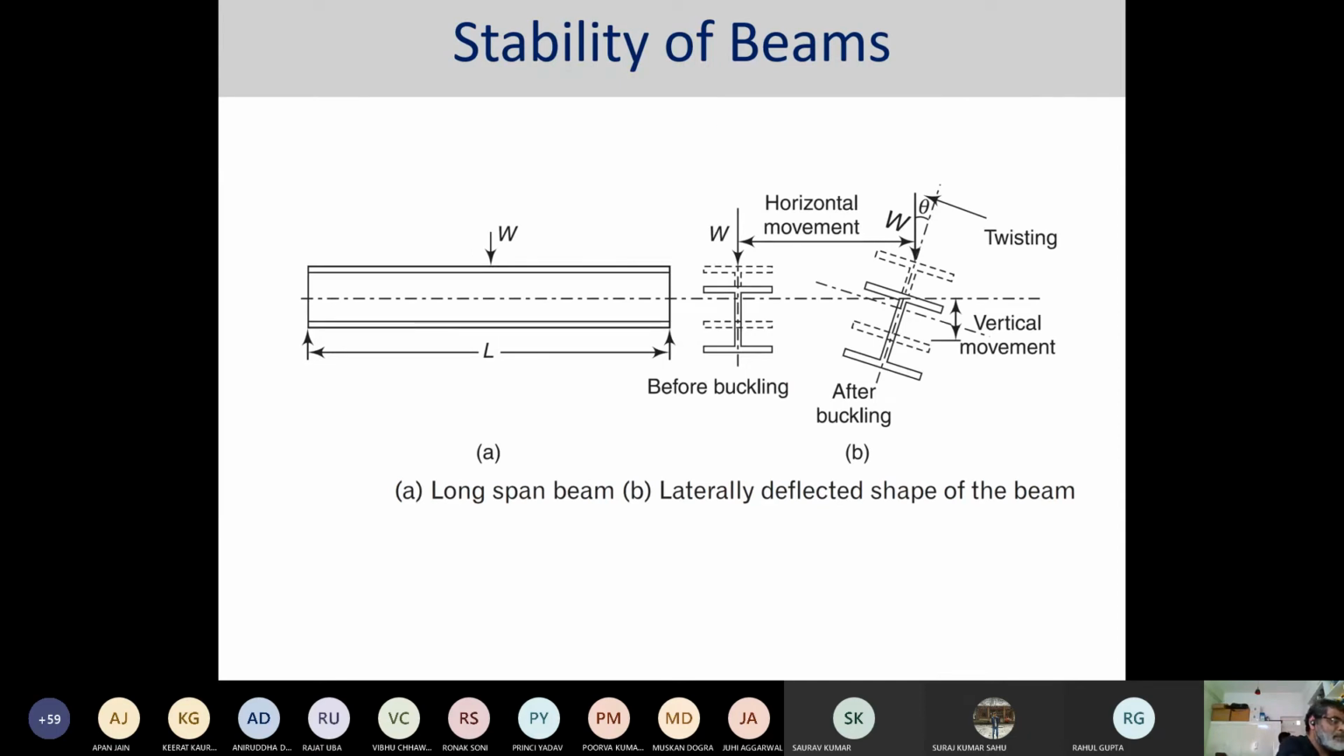You can get a laterally deflected shape of the beam. So the beam is like this. Before buckling, it is moving just in its own axis. And after buckling, it moves in some kind of a theta away from its own axis. Is this making sense? Yes, sir.